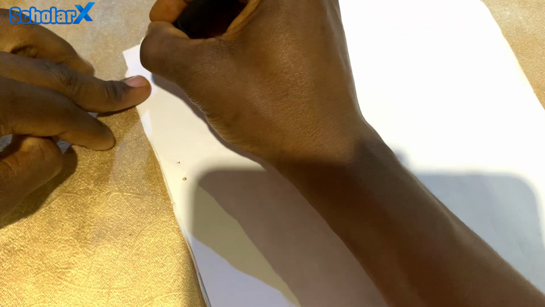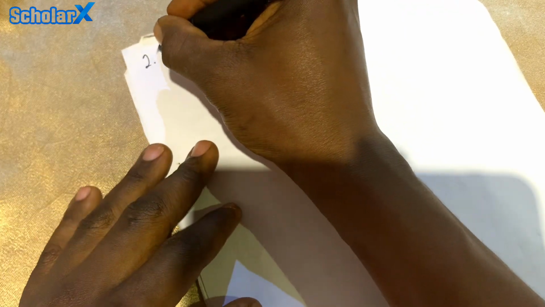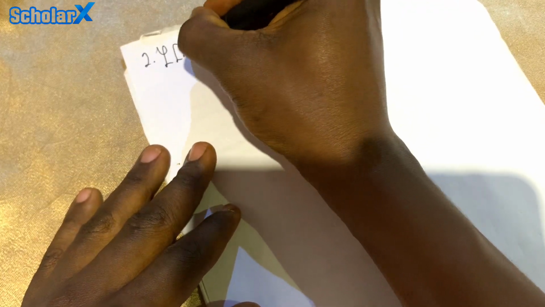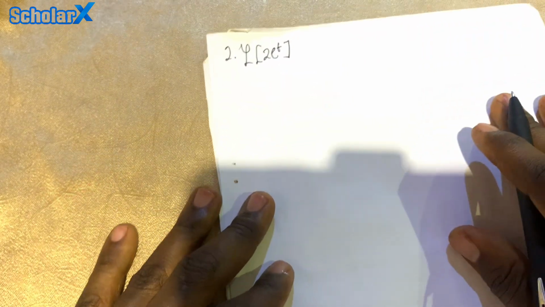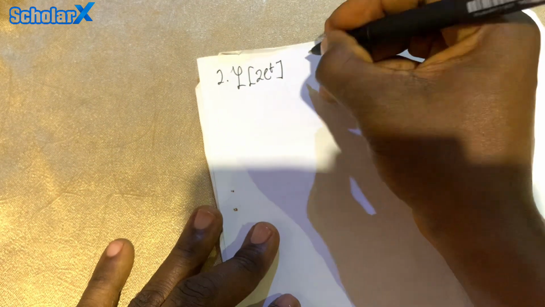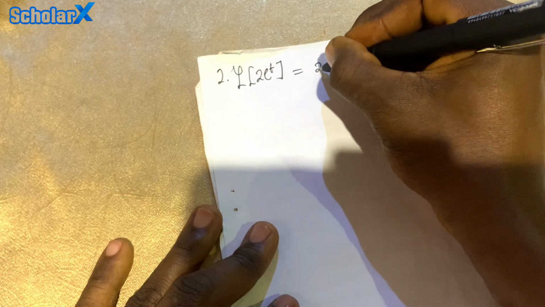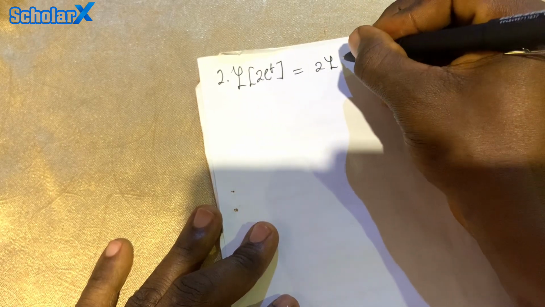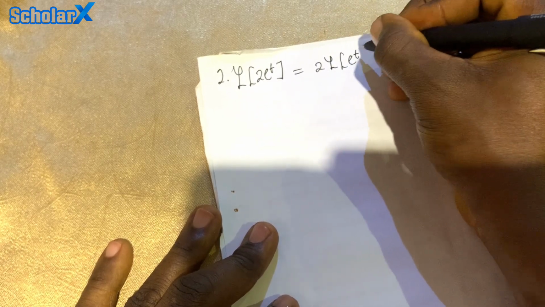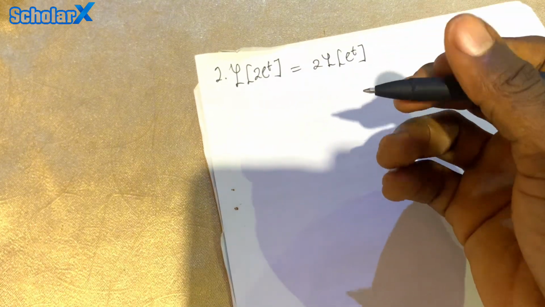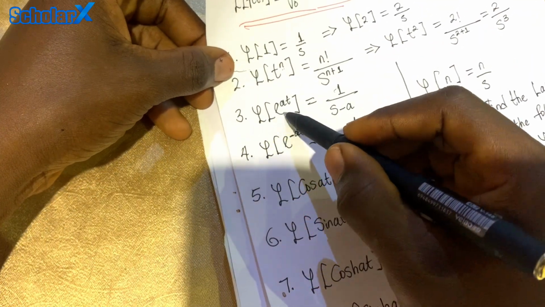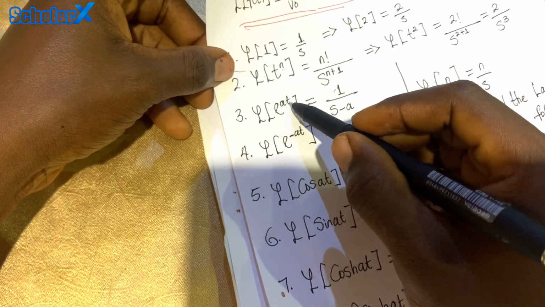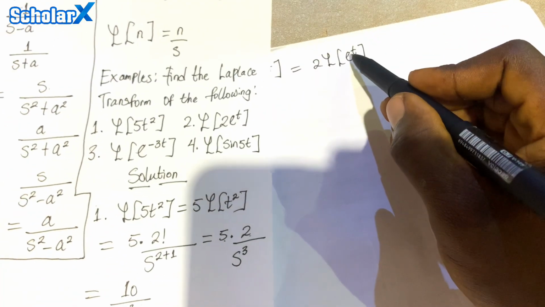Example 2 says find the Laplace transform of 2 exponential t. We can bring out the 2 outside as a constant, and then we have the Laplace transform of exponential t. Now coming back to the formulas, we have the Laplace transform of exponential at. Here in this case our a is 1.